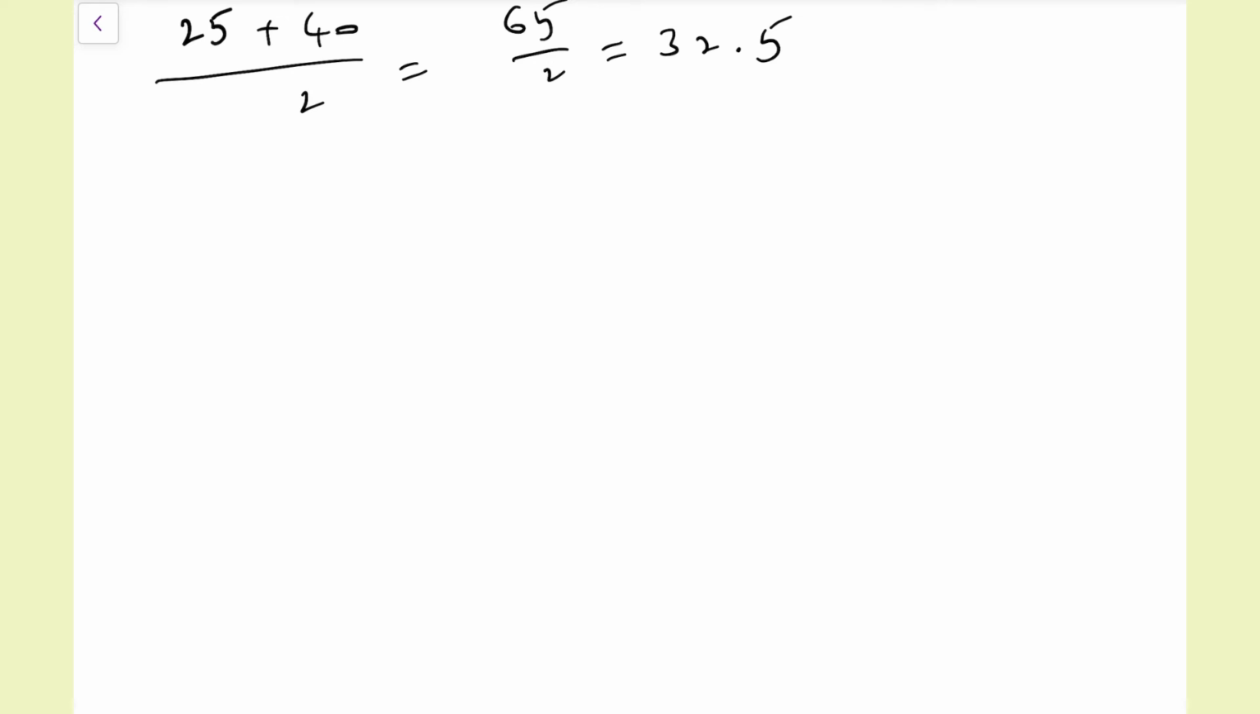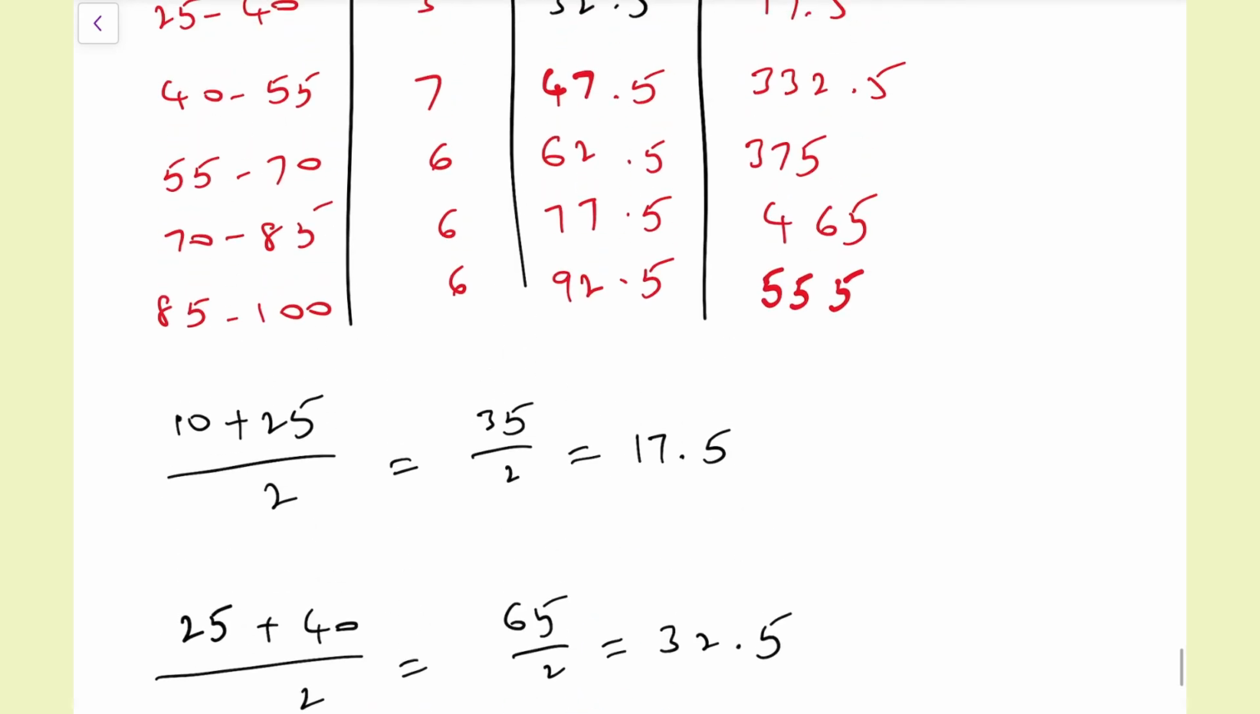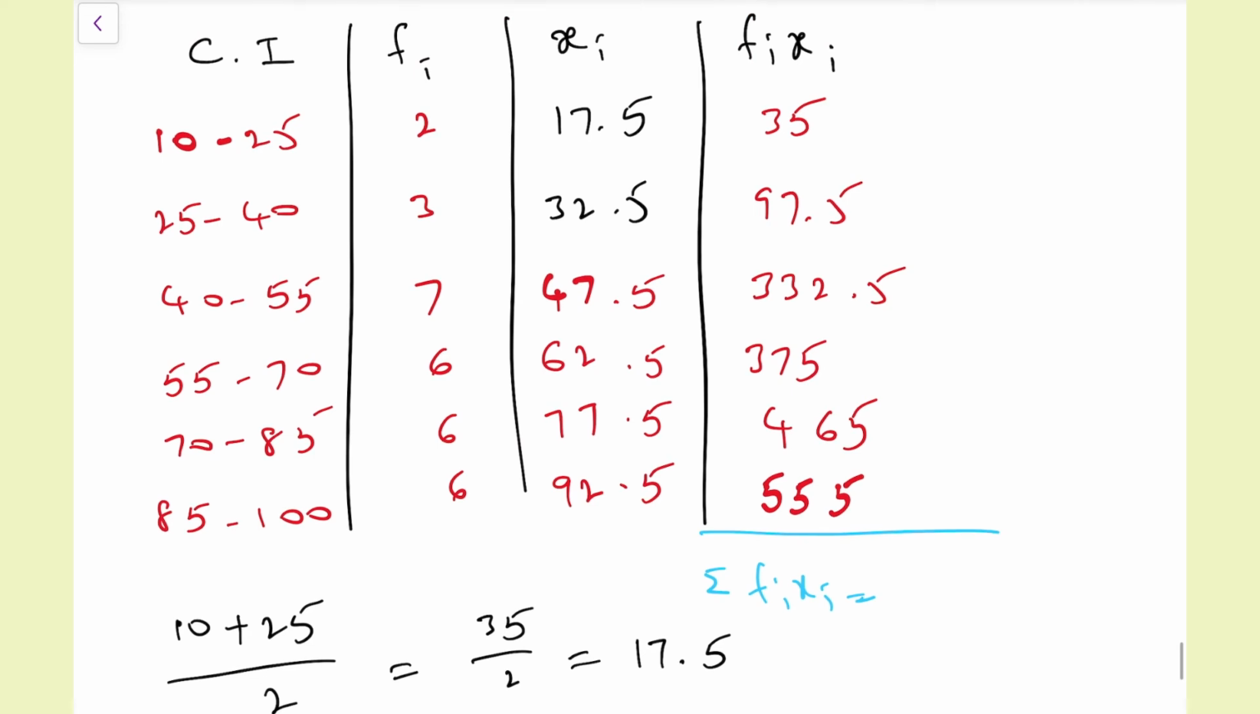Direct mean method by direct formula is x bar equals sigma Fi Xi divided by sigma Fi. So this total last column we need to do addition and write. That comes under sigma Fi Xi. So let us add it. 35 plus 97.5 plus 332.5 plus 375 plus 465 plus 555, 1860.